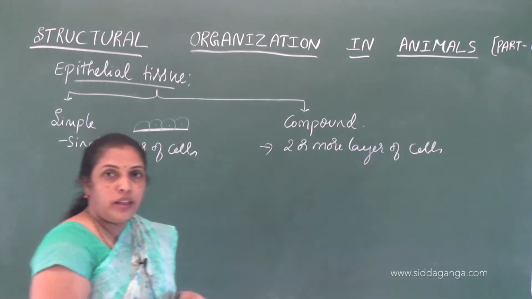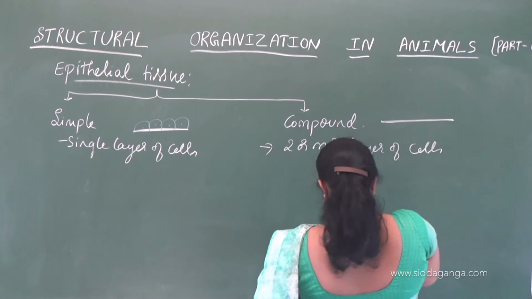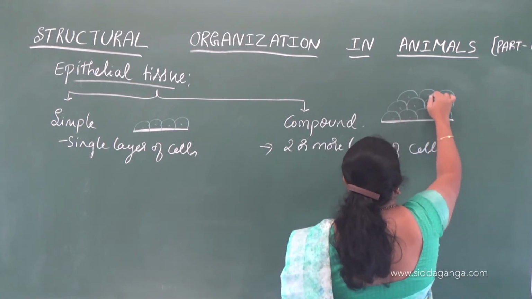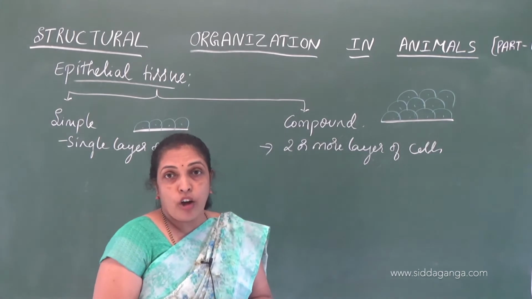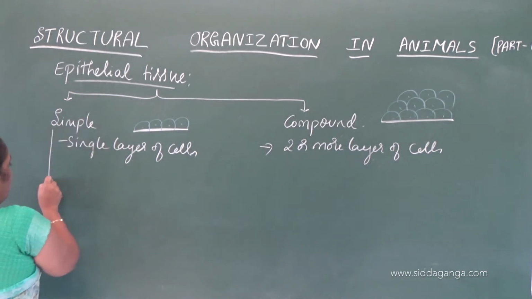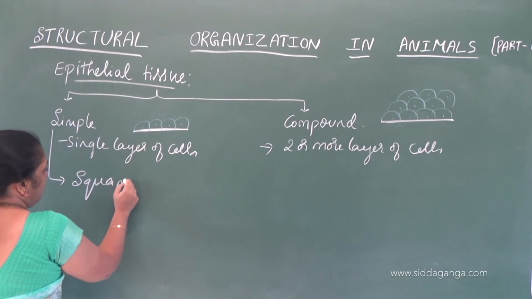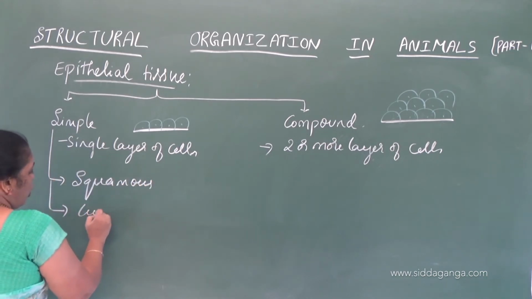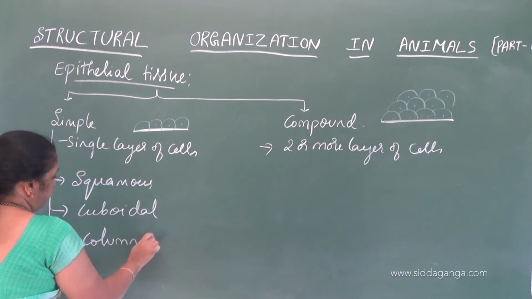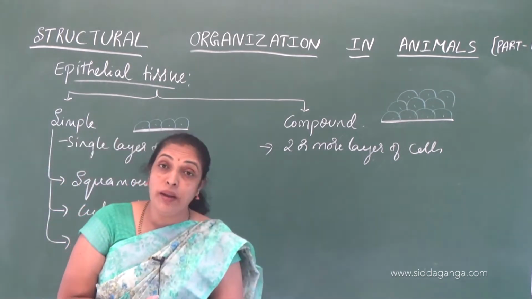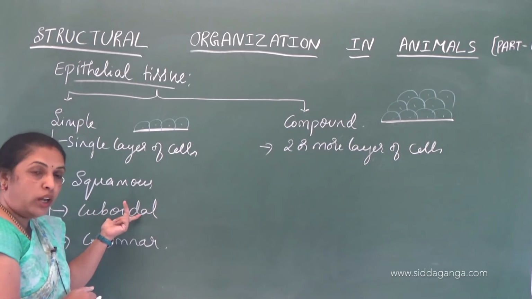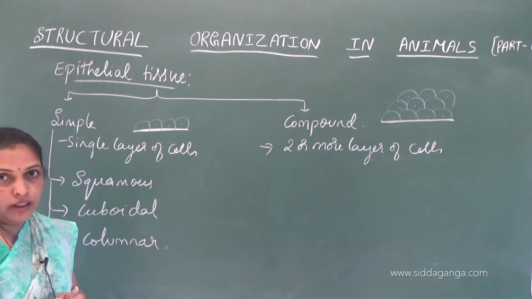This is a basement membrane. Above the basement membrane we see the single layer of cells. This is simple epithelium. Compound epithelium, this is a basement membrane, and it is having two or more layers of cells like this. Again, simple epithelium is classified into simple squamous epithelium, simple cuboidal epithelium, and simple columnar epithelium.